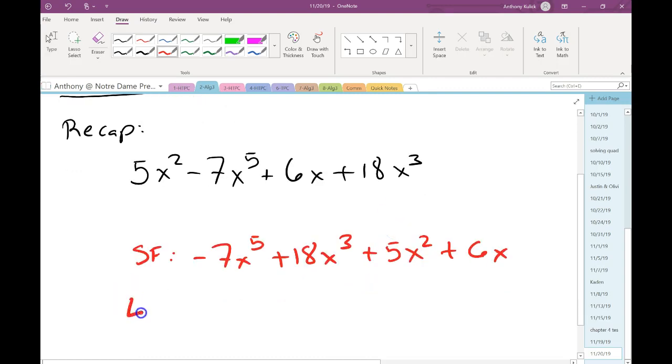If I wanted the leading term for that polynomial, what would that be? When we say leading term for the polynomial, what are we talking about there? It's not 18. Negative 7x to the fifth. The leading term is just the first term in the standard form polynomial, or it's the monomial piece with the highest degree.